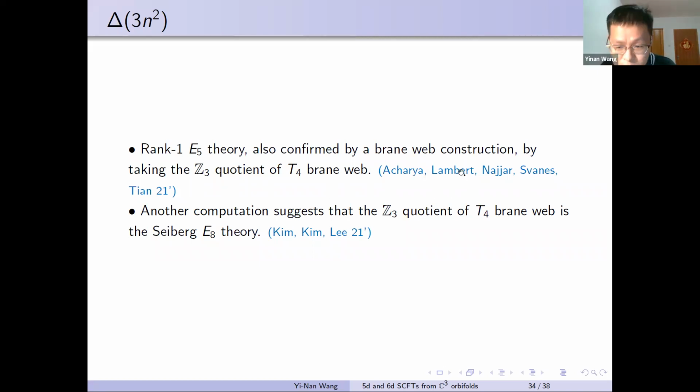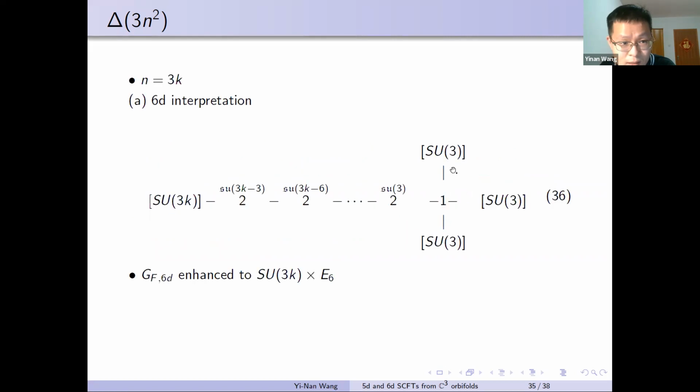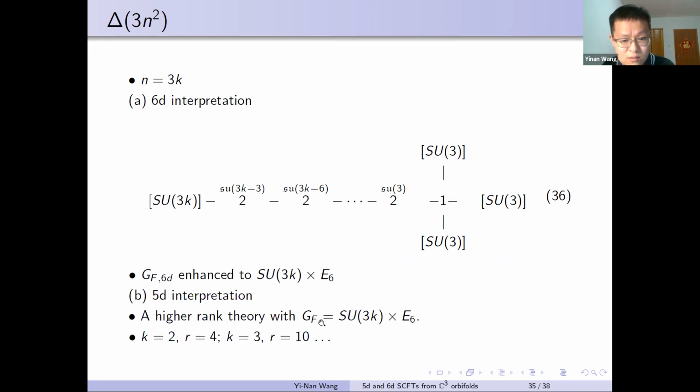Okay. So I will just show a few examples, like the delta 3n squared with n equal to 3k, and we write down the 6D interpretation and the 5D interpretation as well. And as you can see, when k grows, the 5D rank grows pretty quickly.